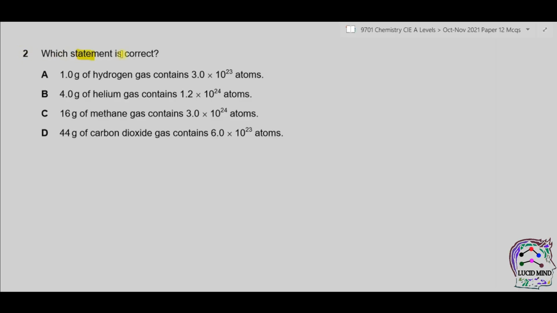Question 2. Which statement is correct? Part A, we have 1 grams of hydrogen gas containing this much atoms. B is helium gas. Then we have methane gas and carbon dioxide gas. We have to convert it into atoms. Hydrogen gas is in the form of H2. We have 1 gram. Let's first convert grams into moles. So as number of moles is equal to mass in grams divided by molecular mass or atomic mass. Mass in grams is 1 gram. Molecular mass of H2 is 2. So we have 0.5 number of moles of hydrogen.